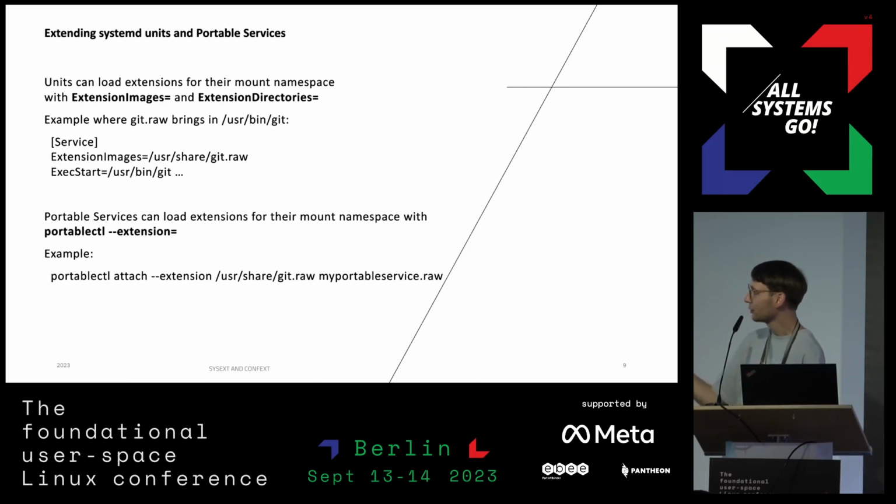And similarly, for portable services, you can bring new binaries into the portable service, for example, or even more interesting, maybe configuration under /etc. And that's done through the portablectl attach --extension flag, where you give the extension in for your portable service image.